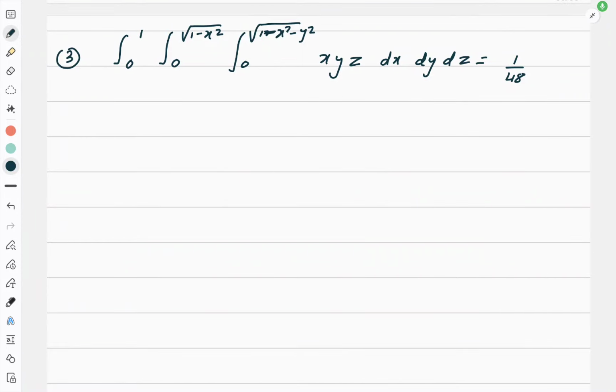Students, in my previous video we have done questions on triple integration. We did 2 questions. Now let's do 2 more questions. Now my first question is this.